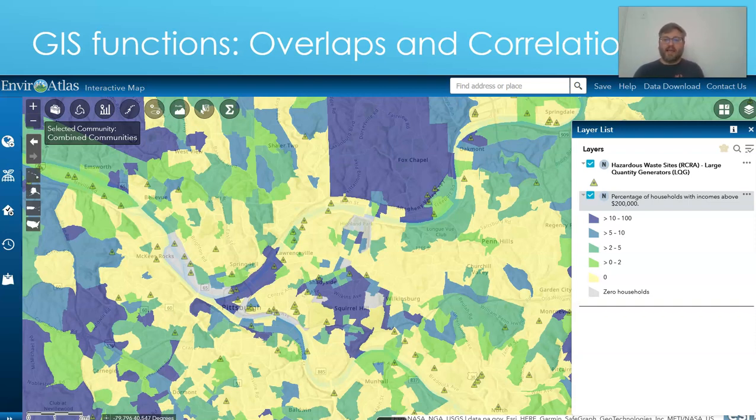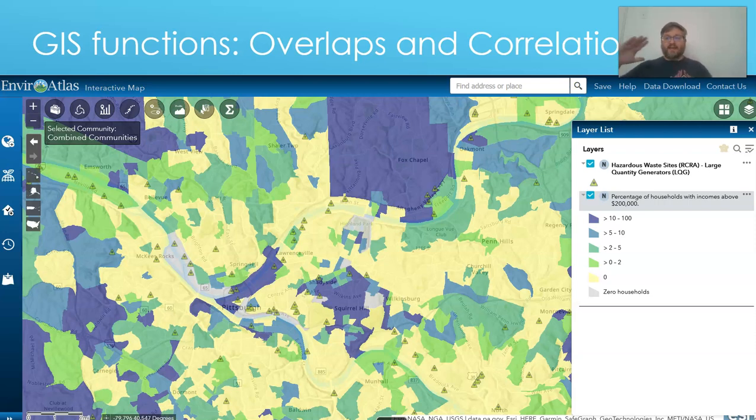So we've got point data showing locations of hazardous waste sites. Every little triangle on that map is a site where hazardous waste is present. Then we've got a choropleth map as a layer showing percentage of households with incomes above $200,000 a year. So this is essentially showing us wealth versus poverty, right? How rich people are in different areas of Pittsburgh.